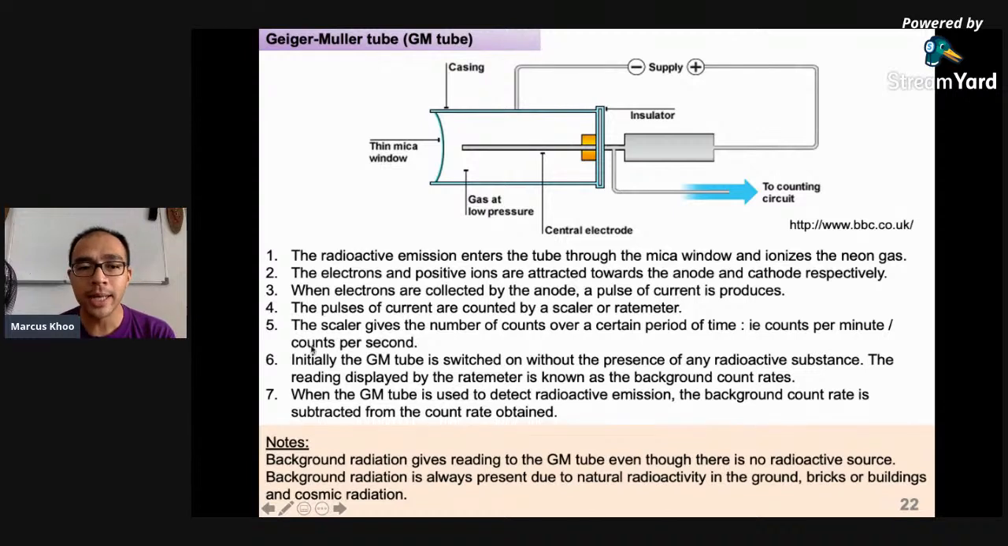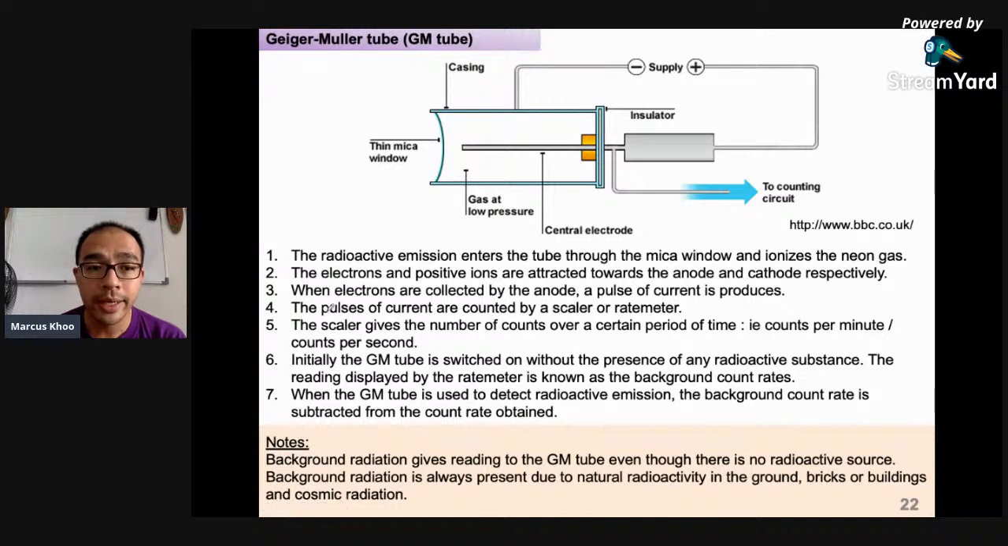We find that it is because of the characteristic of the radioactive emission. The ability to ionize is what enables us to create all these detectors.